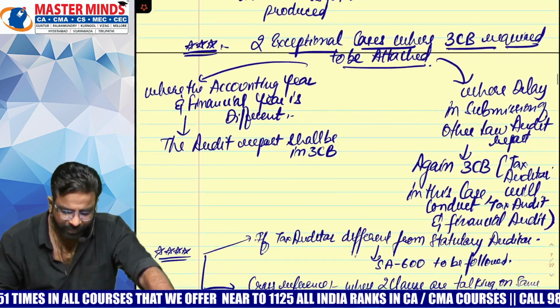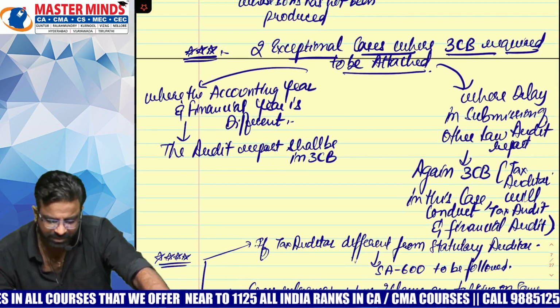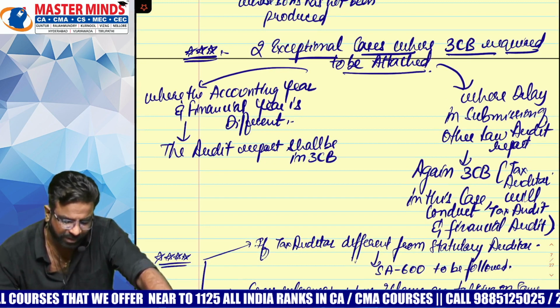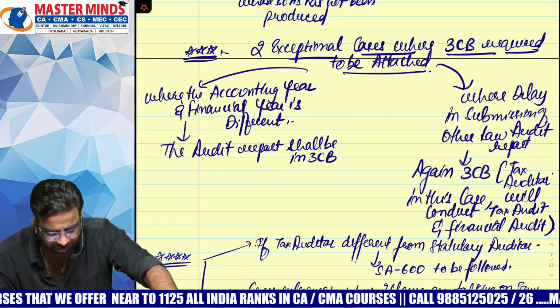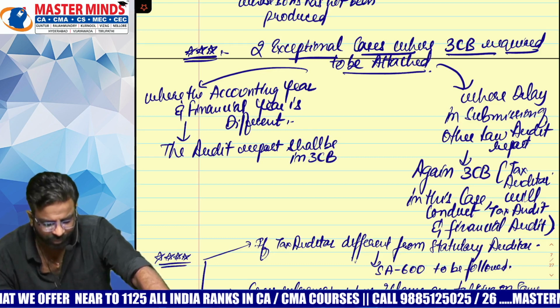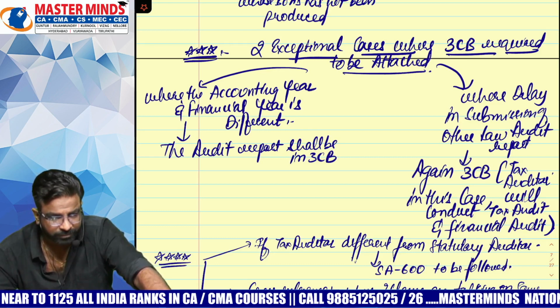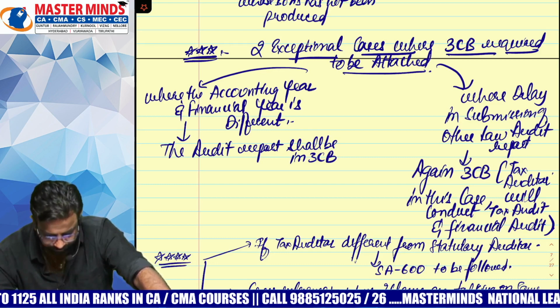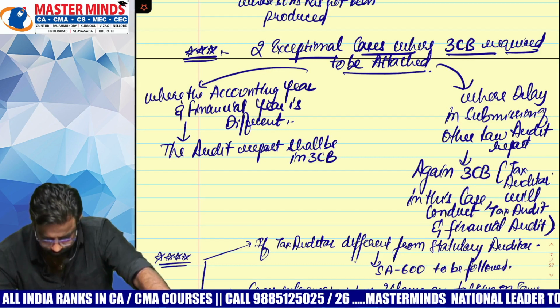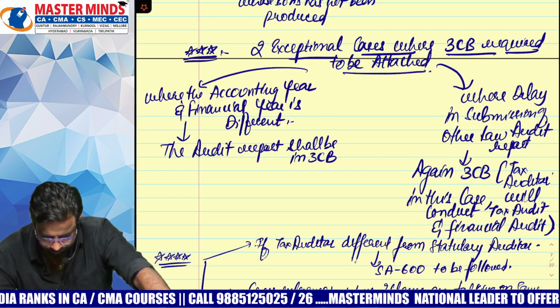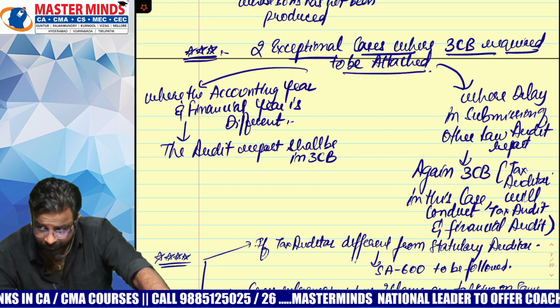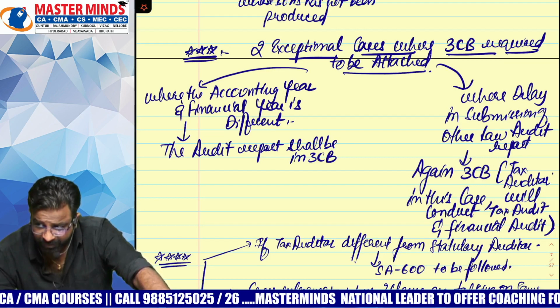Read the second point. Two exceptional cases where 3CB is required to be attached. Where the accounting year or the financial year is different, the audit report shall be in what? 3CB. Why? Read this fact. Can you please tell me the reason behind that?